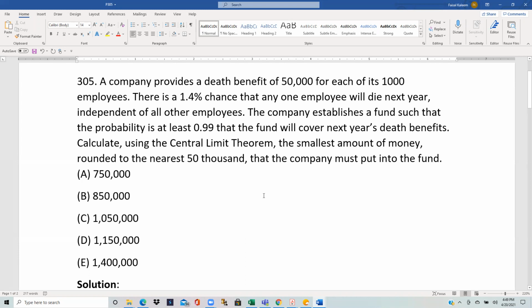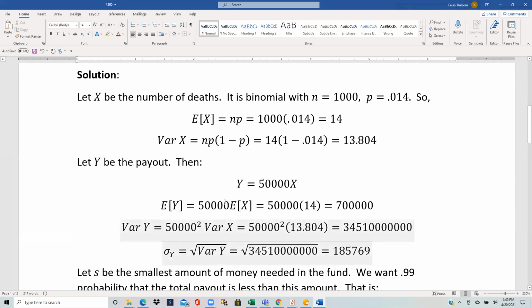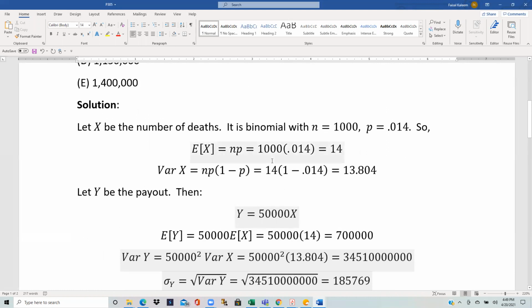Okay, so let X be the number of employees that die. There's a 1.4% chance that any employee will die. So either an employee will die or not die. So this is binomial. X is binomial, the number of deaths. We're testing it for 1,000 employees, and the probability of death of each employee is 1.4%, so 0.014.